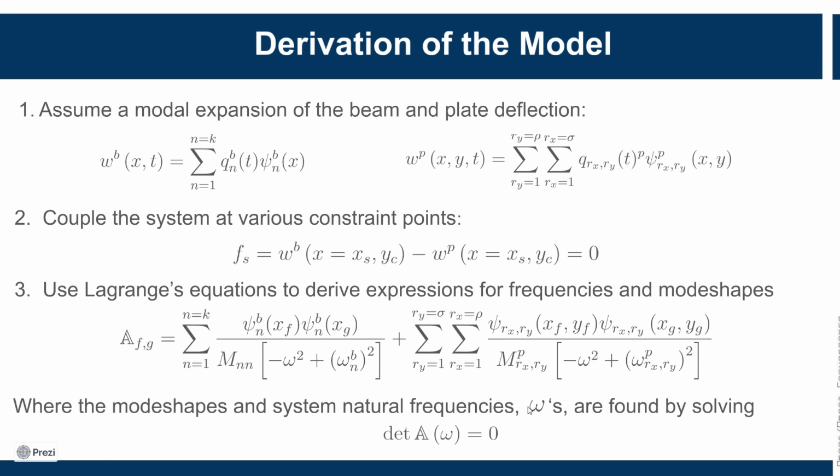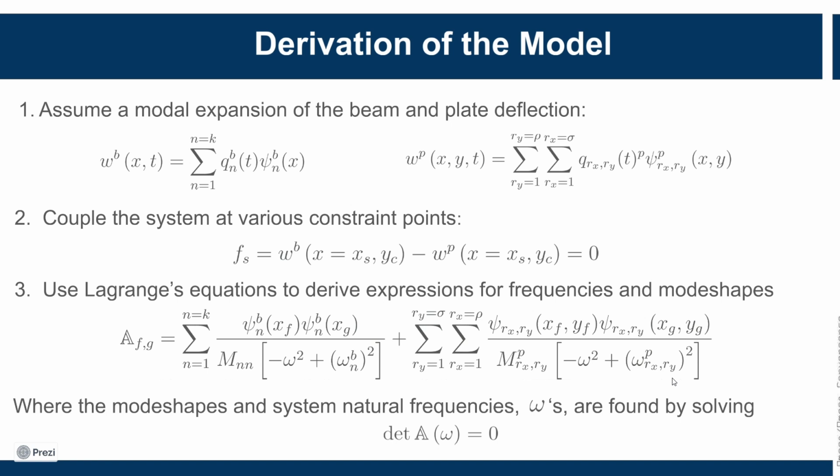Lagrange's equations yields a square matrix, whose size is equal to the number of constraint equations. The matrix element at a row F, column G, looks like this, where psi b represents the mode shapes of the beam, psi rx ry represents the mode shapes of the plate, m and n represents the generalized mass of the beam, m rx ry represents the generalized mass of the plate, omega b represents the natural frequencies of the beam uncoupled, and omega rx ry represents the natural frequencies of the plate uncoupled.